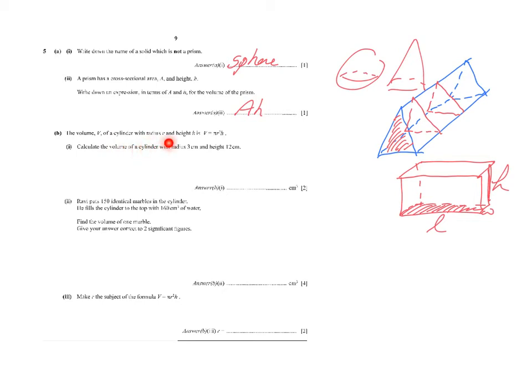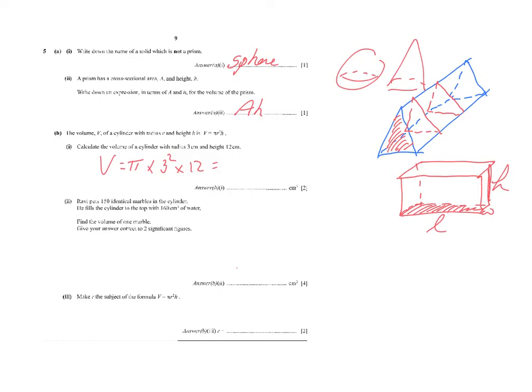The volume V of a cylinder with radius r and height h is given by pi r squared times the height. I say pi r squared times the height. Calculate the volume of a cylinder with a radius of 3 and a height of 12. 2 points, we want to put some working in. So the radius is 3, the height is 12. So I'm going to say V equals pi times 3 squared times 12.